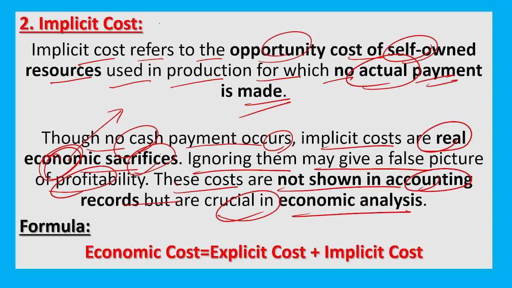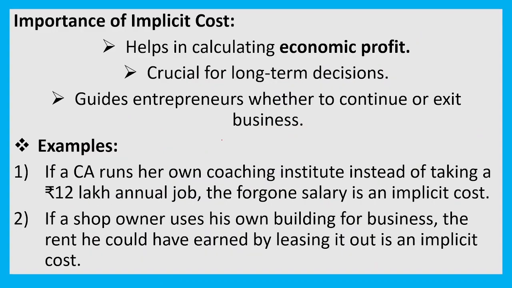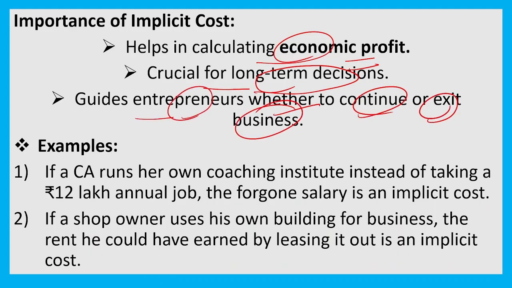Okay. So those are explicit costs. Economic cost will be explicit plus implicit cost. Okay. Then, why is it important in calculating economic profit? It is crucial for longer term decisions. It guides the entrepreneurs whether to continue or exit the business organization. Few of the examples I have written so that you can come to know.